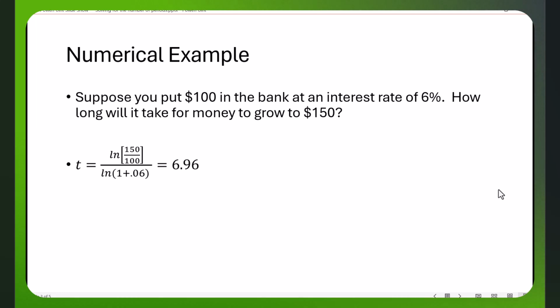Let's take a look at an example. Suppose you put $100 in the bank at an interest rate of 6%. How long will it take for the money to grow to $150? Following that formula, the future value is 150, the present value is 100, so it's 150 over 100. We take the natural log of that, and then divide it by the natural log of 1 plus the interest rate, in this case 6%. We have to put it in decimal form, 0.06, and if we do that, we get 6.96 years.